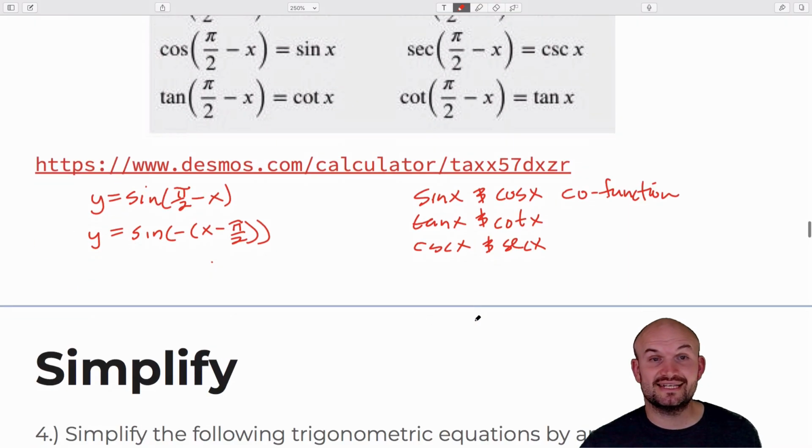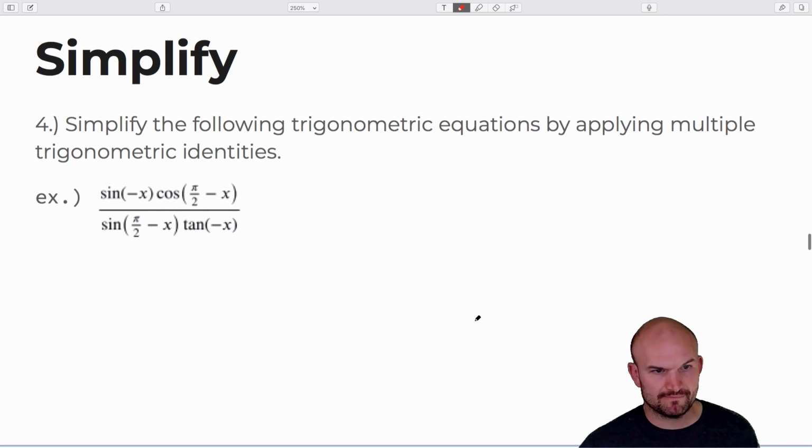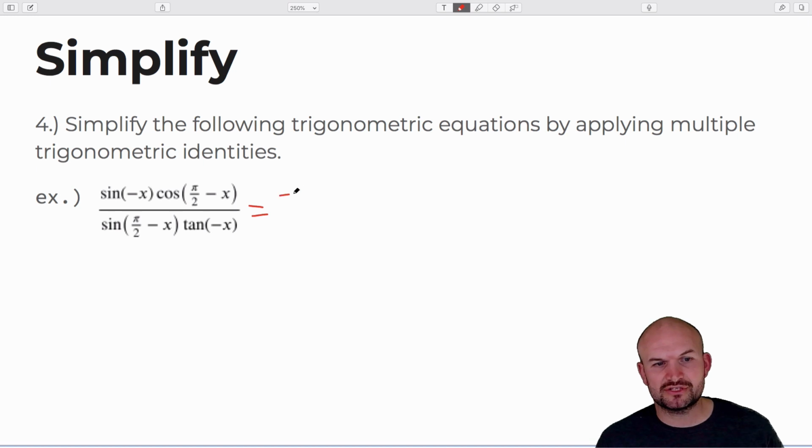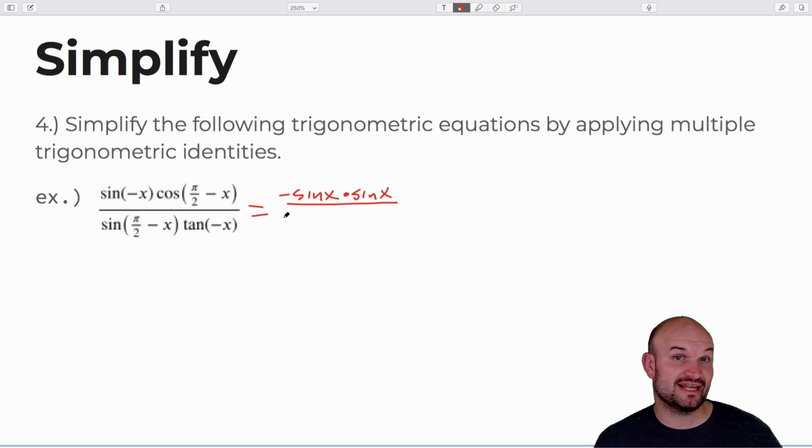Okay, so now let's get into some examples of simplifying. So basically when you see these identities, the first thing you're going to want to do is apply the identity, like simplify it before you do any algebraic operations. So if I see sine of negative x, I'm just going to rewrite that as negative sine of x. The cosine of pi halves minus x, you can see I'm applying the cofunction identity. So that's not going to be cosine, that's going to be sine of x. Over here, I have sine of pi halves minus x. Again, that's a cofunction identity. That's going to give me a cosine of x.